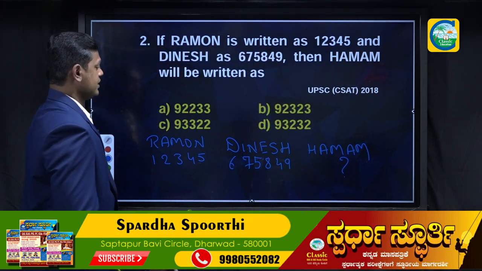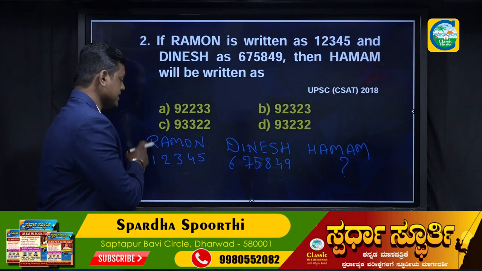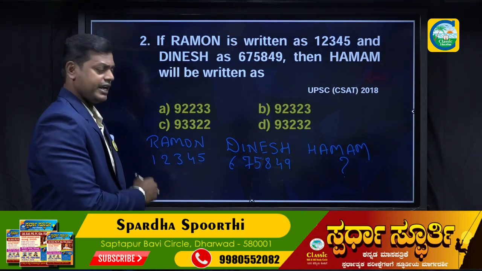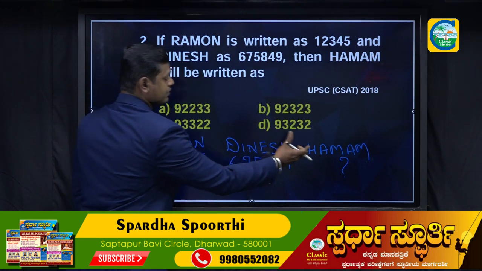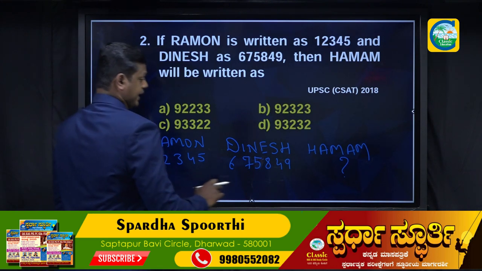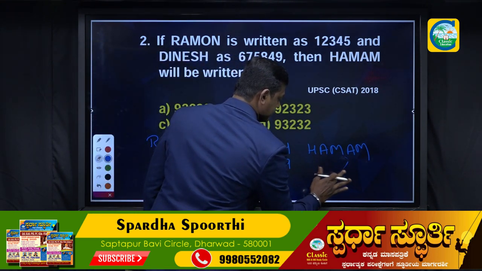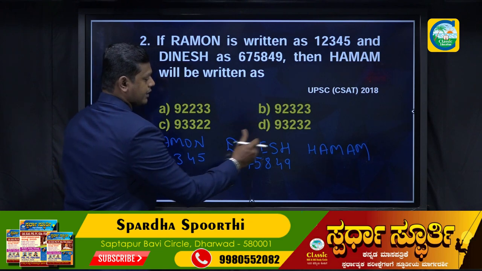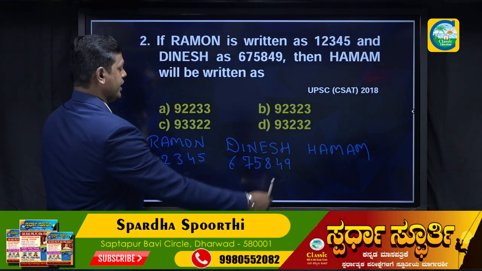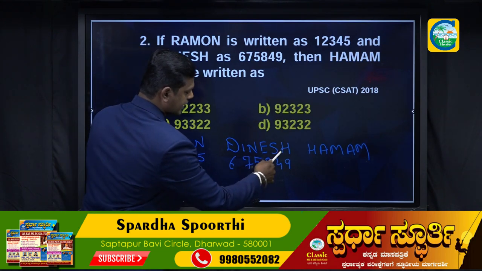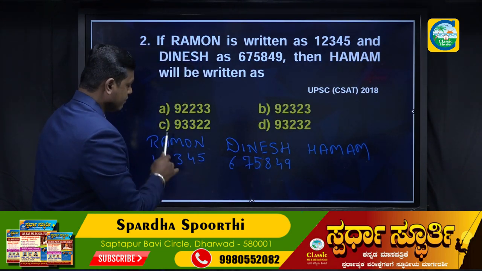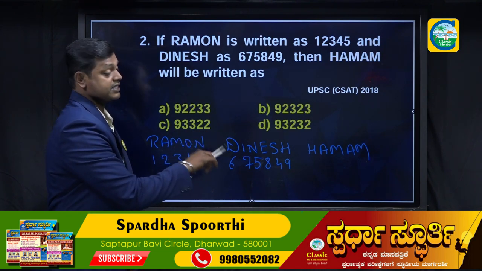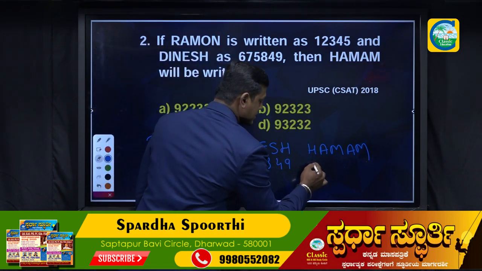First, there is nothing else here. In alphabetical code, R is 18, A is 1, M is 13, and so on, but they have given some particular codes here. On the basis of these two, we have to find out this HAMAM. By seeing these two, we can predict HAMAM. Here it is H, is there any H here? Yes, H, that is the code 9. There is no other H. If one more H came with another number, we couldn't take H as 9, right, friends? Only one is there, so H is 9 here.